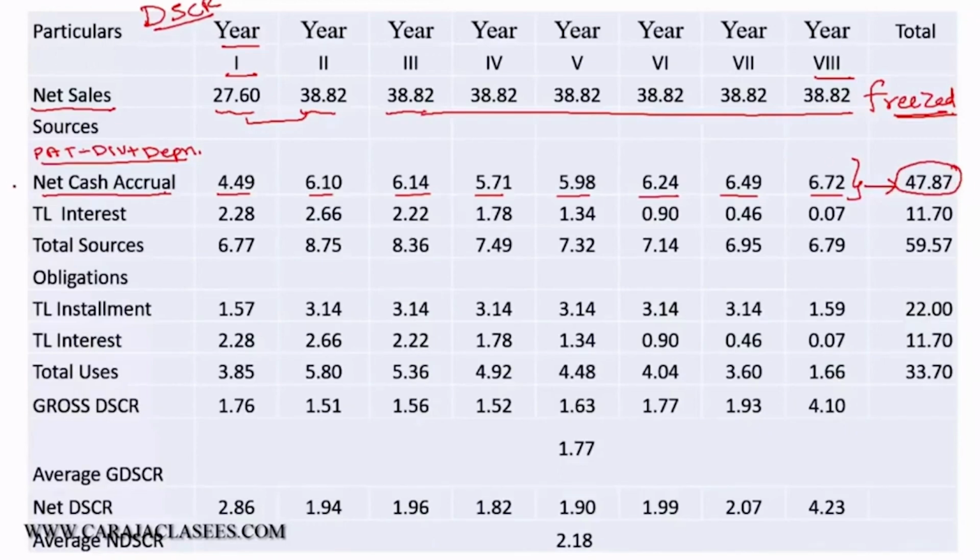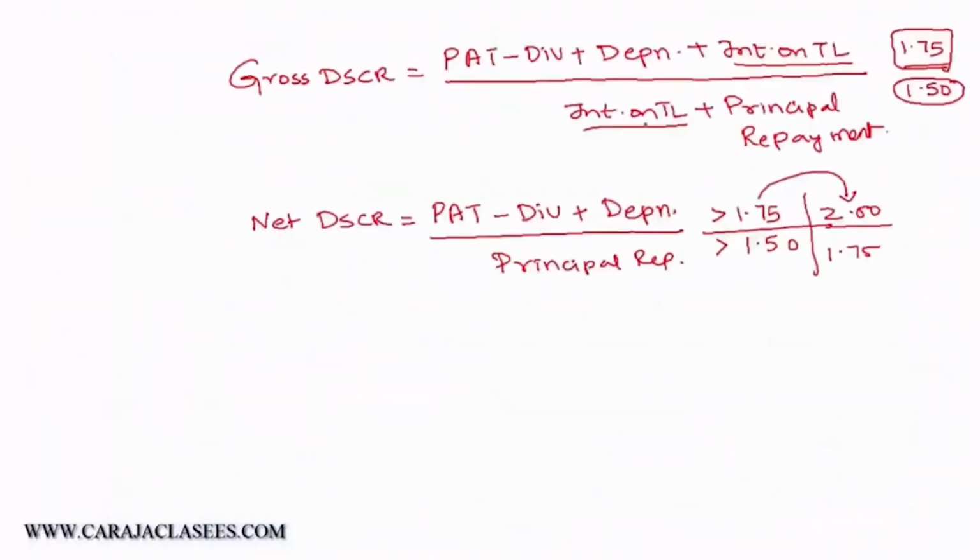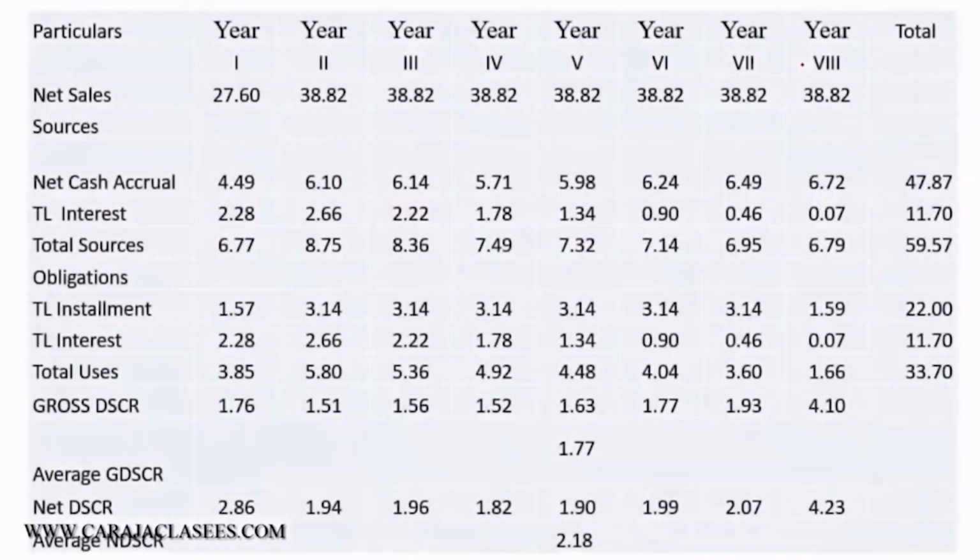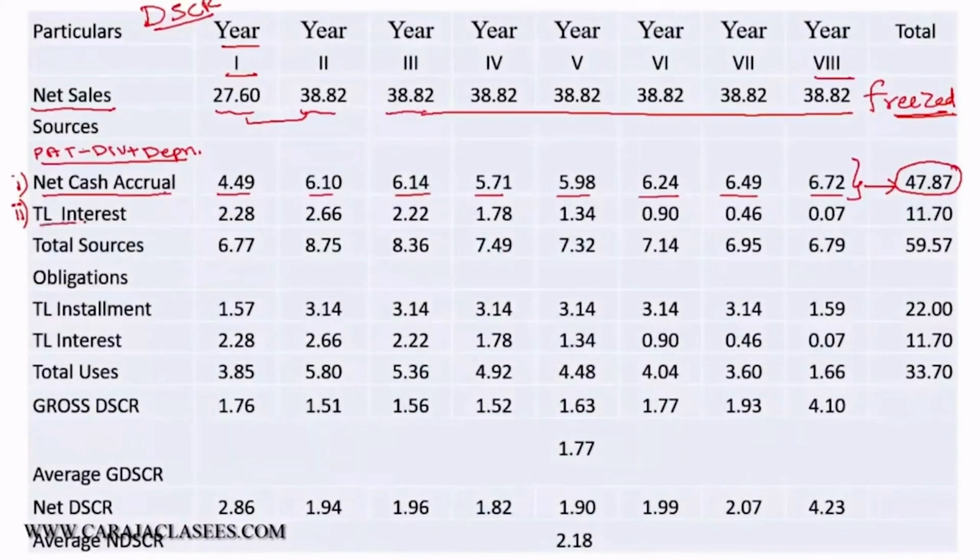So this is net cash accrual. With this net cash accrual, term loan interest is now added. If you recollect, I have said it is PAT minus dividend plus depreciation plus interest on term loan. That interest on term loan is what we are writing separately here. So this is the term loan interest, which is again picked up from CMA.